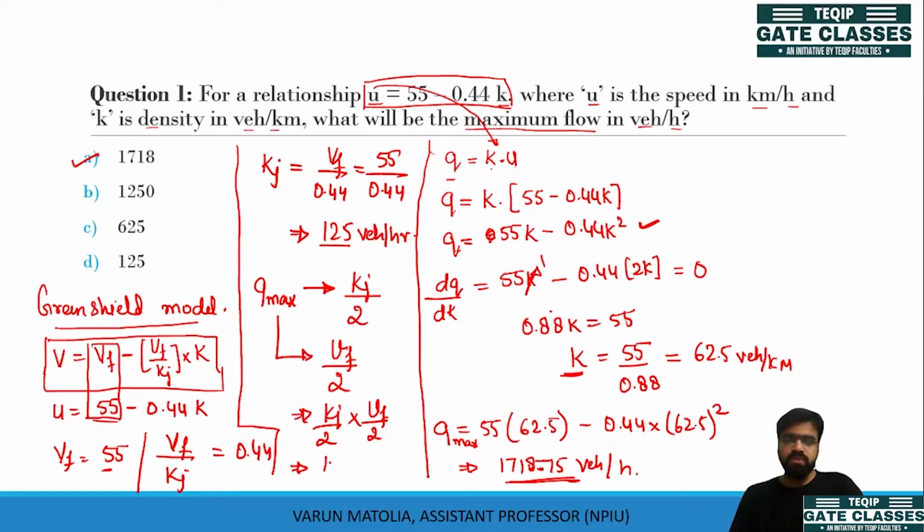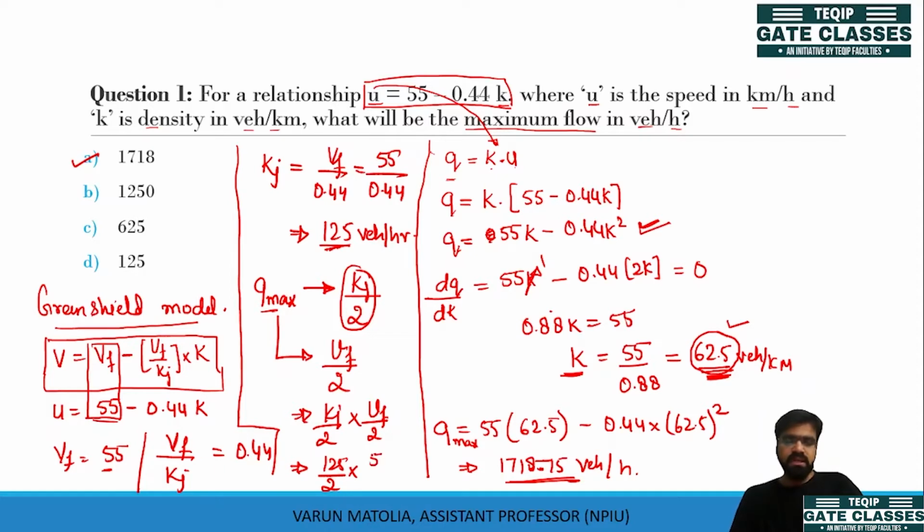Your kj value is 125 by 2. Now you can compare the k which you calculated here. This is 62.5, and what kj by 2 is, this is also 62.5. Here we said that the maximum flow will occur at this value of density, and we know that the maximum flow occurs at kj by 2. So this is kj by 2, the value which we have calculated here.